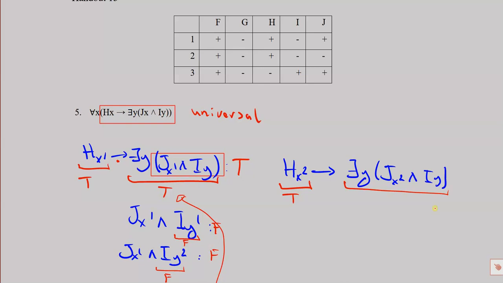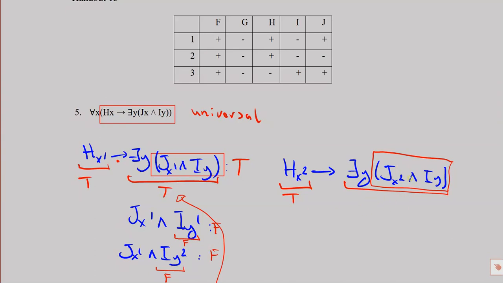Again, the question is, is there anything that satisfies the thing in the box? Because here we are dealing with an existential, and as long as one thing satisfies this thing in the box, the existential is going to be true. However, notice that jx2 is false, right? Because 2 is not in the extension of j. So you kind of already know that nothing could satisfy the thing in the box, right? But you need to show that.